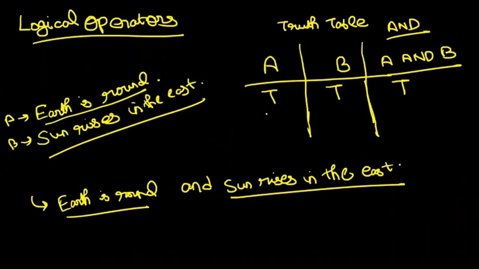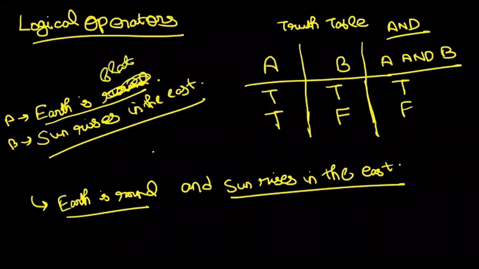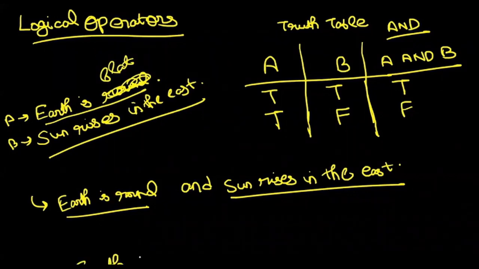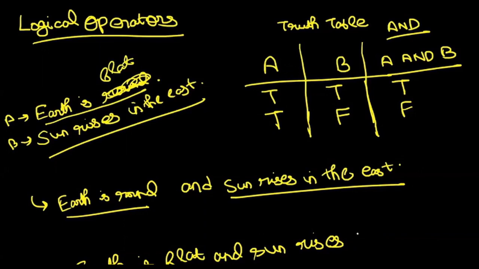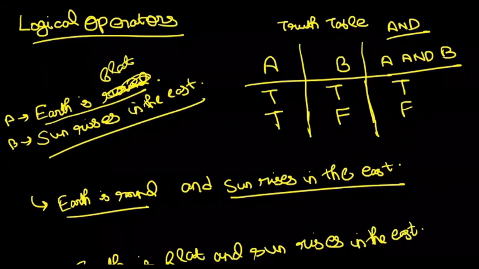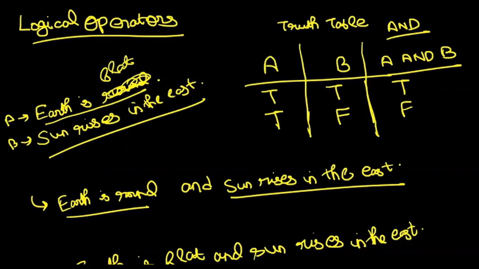But guys, now try to think. If one statement is false, then A and B will become false. Let's say I tell you, Earth is flat, so this statement is false, and sun rises in the east, this is true. Somebody is telling you these two points: Hey, Adarsh, Earth is flat and sun rises in the east. You will very promptly tell me, hey Adarsh, whatever you are telling is wrong, because Earth is not flat. So the entire statement is wrong.